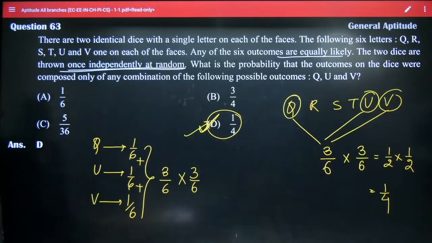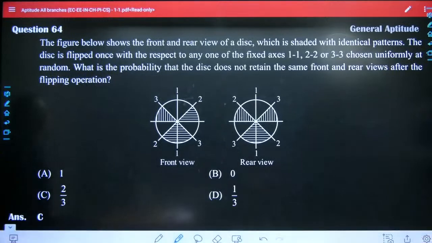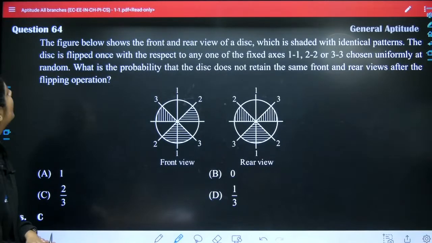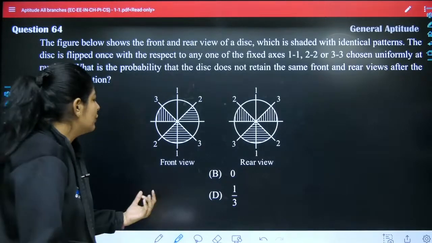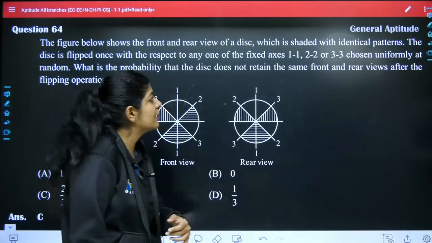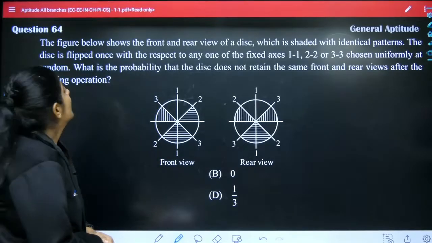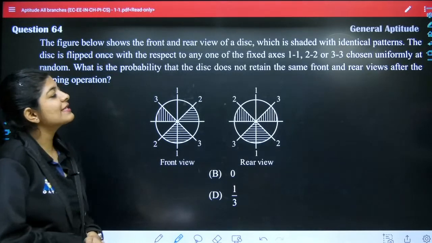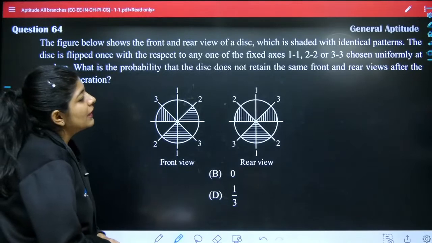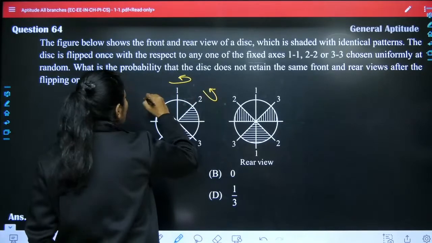Okay, this is a very easy question. Now let's move to the next question, again from probability. The figure below shows the front and rear view of a disk. Here we have the 2 views, the front view and the rear view of a disk, which is shaded with identical patterns. The disk is flipped once with respect to any one of the fixed axes, 1 to 1, 2 to 2, 3 to 3. That means we need to rotate it like this, either this or this or this.